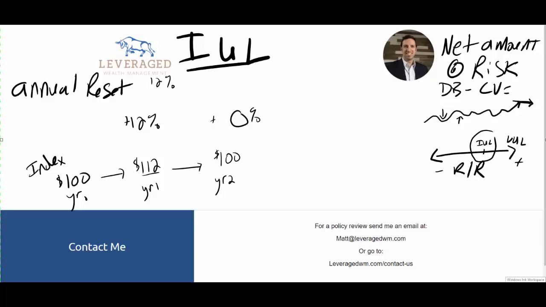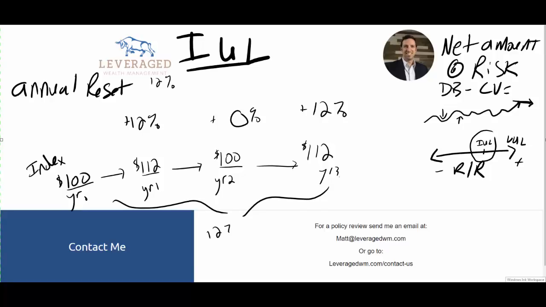But here's the cool thing about annual reset. Our new starting point is now back down to $100. So if we go from $100 back up to $112 at the end of year 3, that's another 12% return in that 1 year. So in any other product, if you started at $100 and 3 years later you're at $112, well, over those 3 years, that's a 12% rate of return.